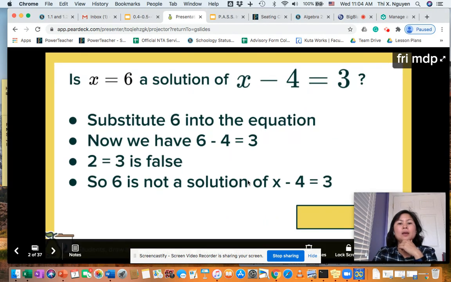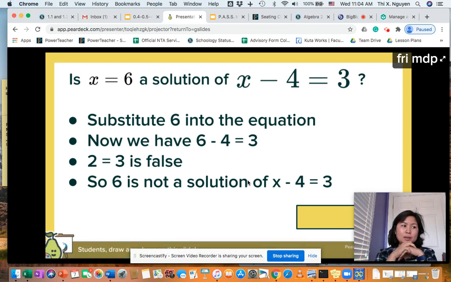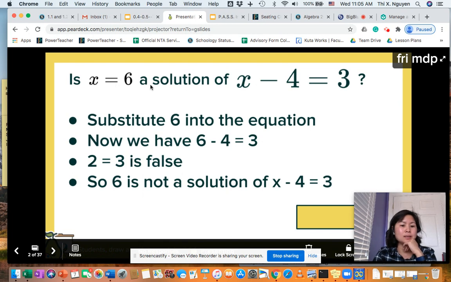This is the lesson that will be your first practice assignment in Khan Academy: we're going to test for a solution. If you look at this one, it asks, is x equals 6 a solution of this equation? When it's asking for a solution, the first step is to substitute 6 into the equation. I put it in here so you don't have to copy everything. You take the 6 and plug it into the x value, which is right here.